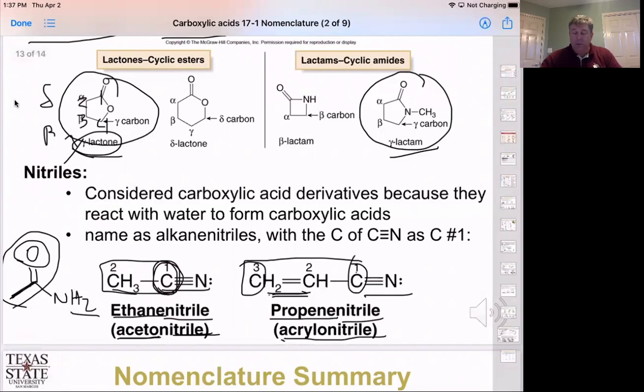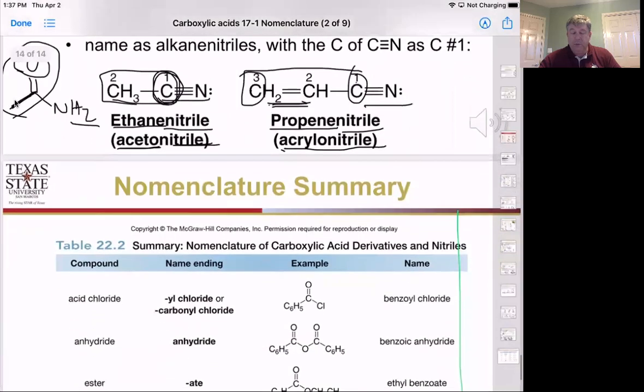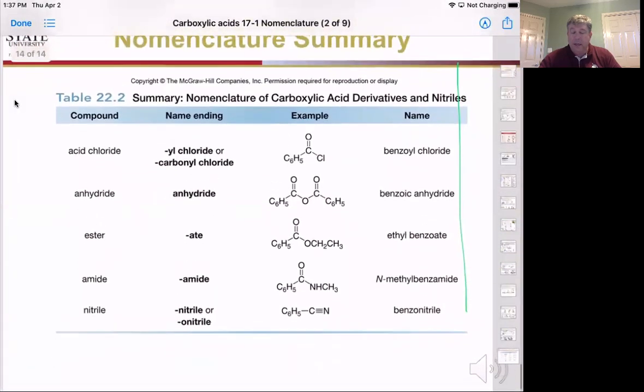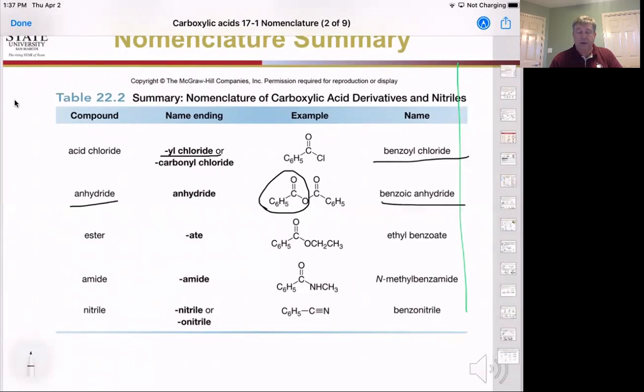Okay, so let's summarize all the different functional groups we now have here. When we have acid chlorides, we drop the carboxylic acid and add oyl chloride. So we have benzoyl chloride. When we have an anhydride, we take a symmetrical anhydride and name it for what the groups are. This is benzoic acid, so this is benzoic anhydride. And if it's unsymmetrical, you have to use the names in alphabetical order. So if you had a mixed benzoic anhydride, we would name it in alphabetical order.